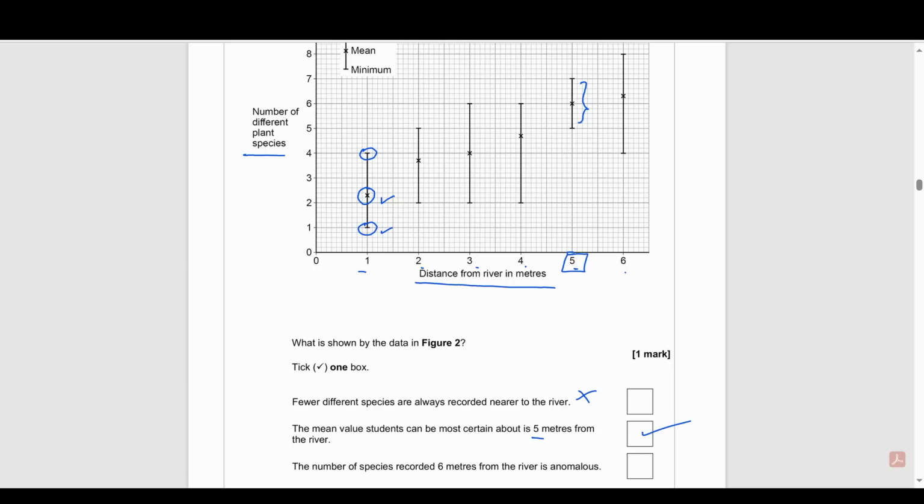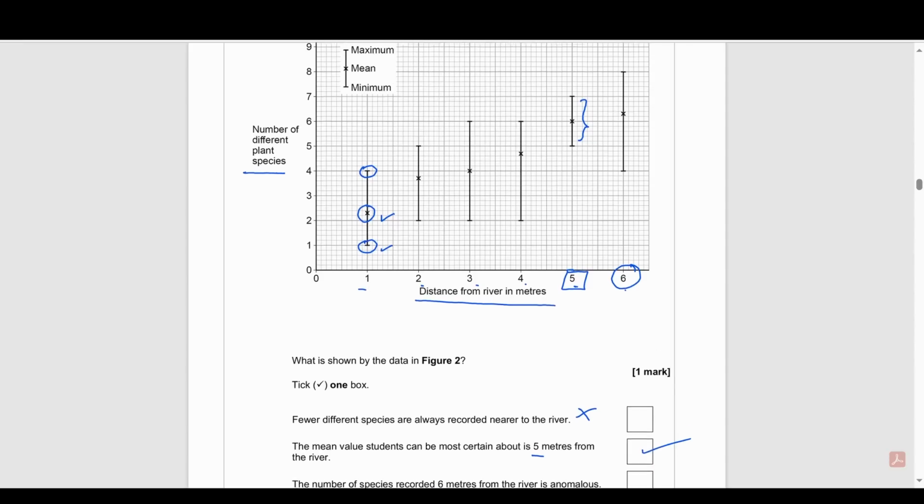Third one. The number of species recorded at 6 meters from the river is anomalous. So we're looking at 6 meters now. And the word anomalous means does not fit the pattern.